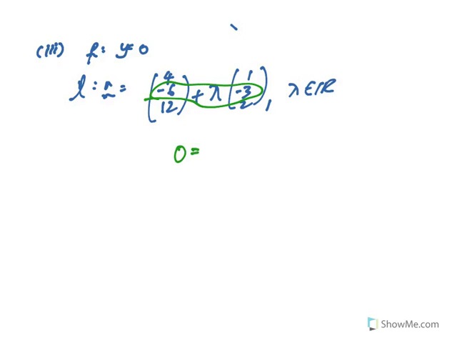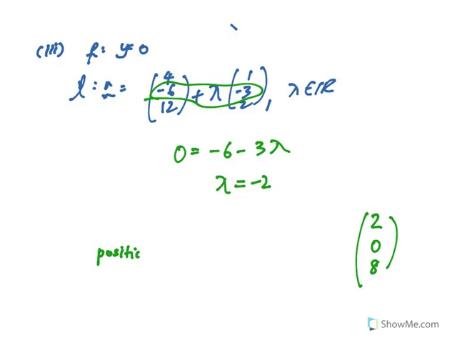Okay, 0 equals to -6 minus 3 lambda. Lambda equals to -2. Very good. And from here, you should get your position vector to be 2, 0, 8. Okay? Probably careless. Then the answer is unique. Cannot have a scalar multiple, because we are talking about position vectors, so it won't be a scalar multiple, actually a unique answer.